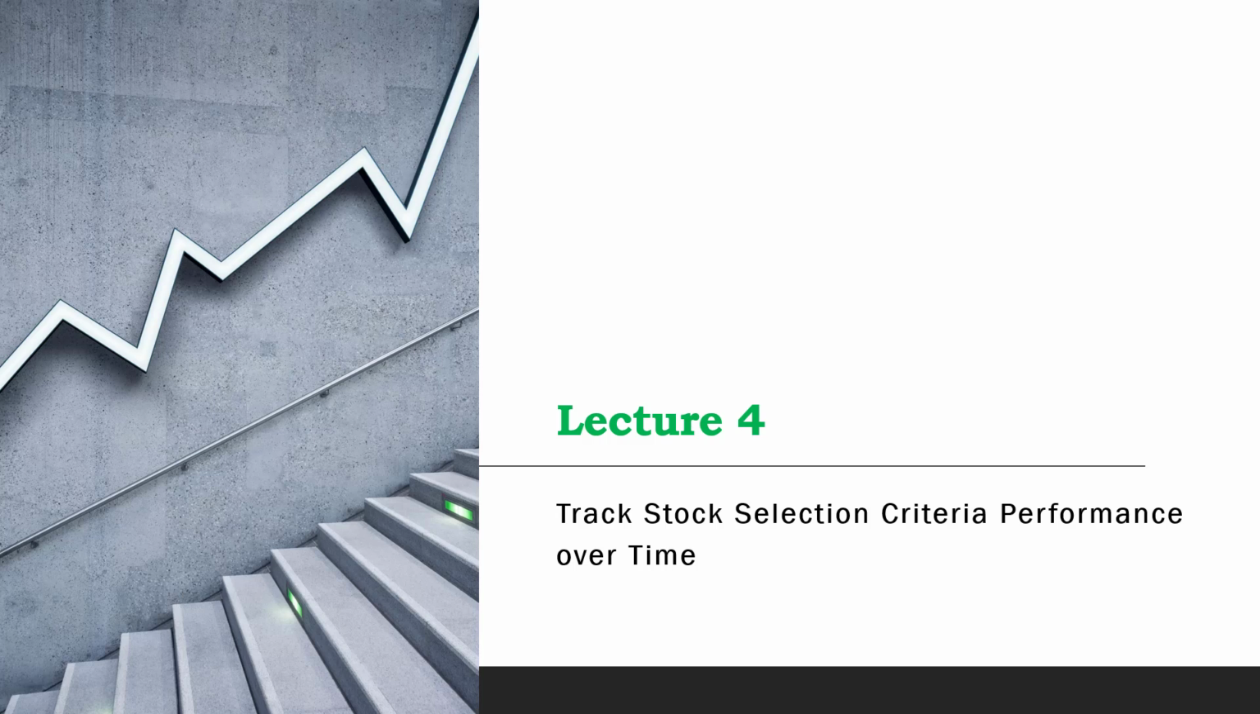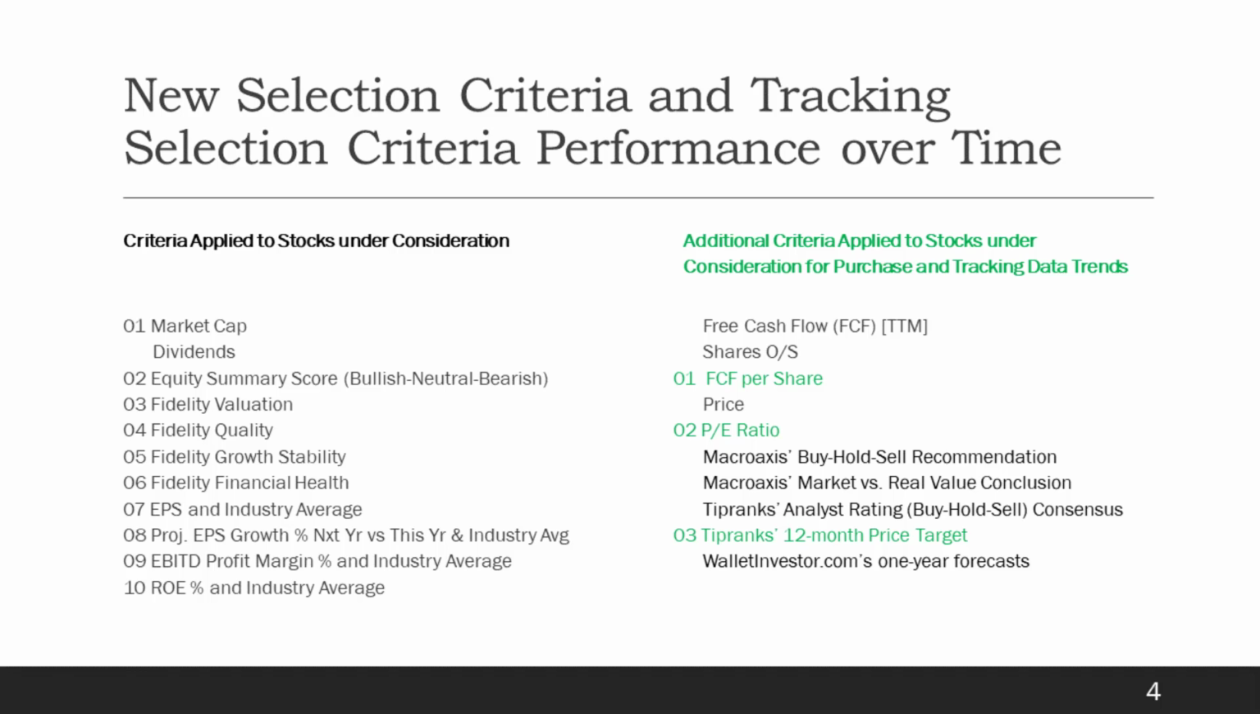For that to happen, our assets must meet or exceed original and new selection criteria. To do this, we move to a new Excel spreadsheet that will take us from analyzing single date data to analyzing trends of multiple date data. 10 criteria were applied to the blockchain stocks under consideration. Additional criteria will be applied to stocks under consideration for purchase and tracking data trends.